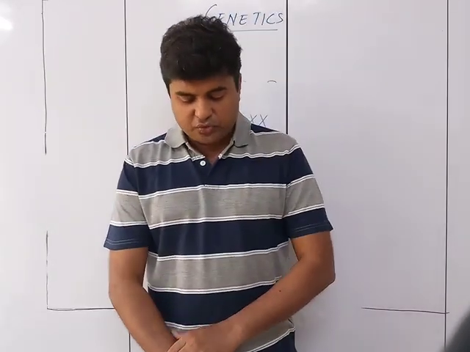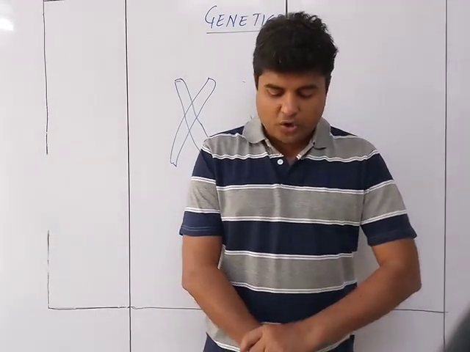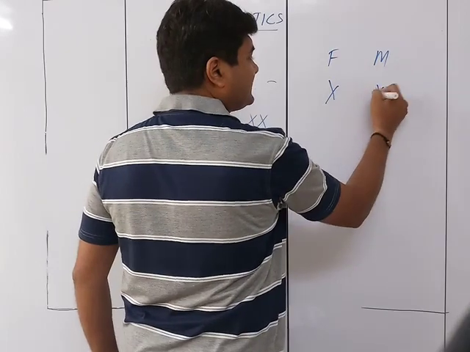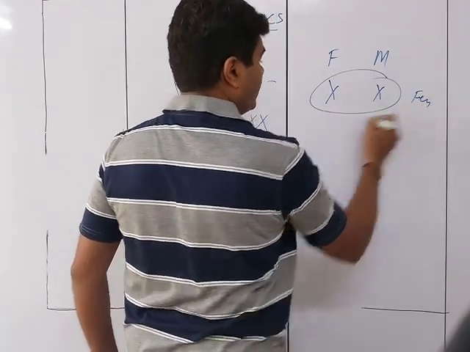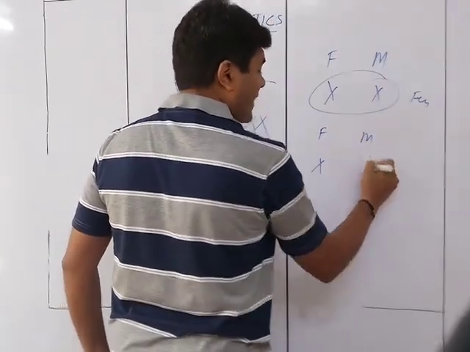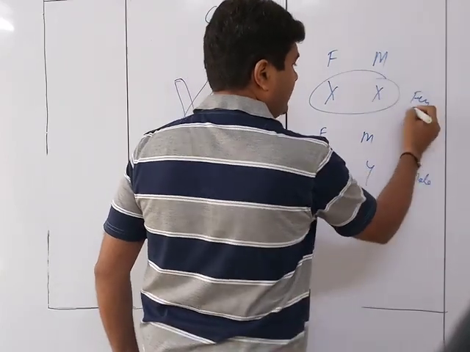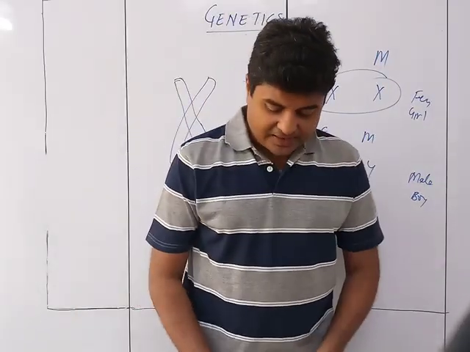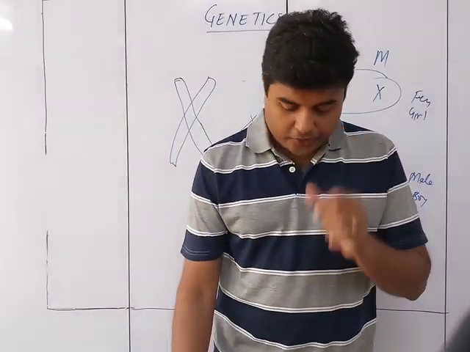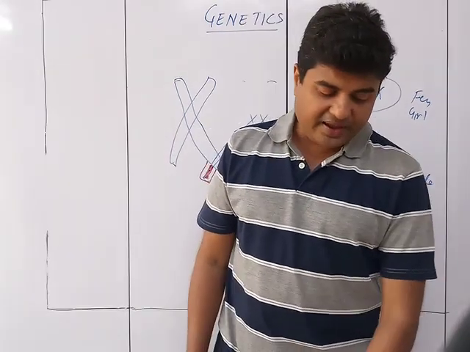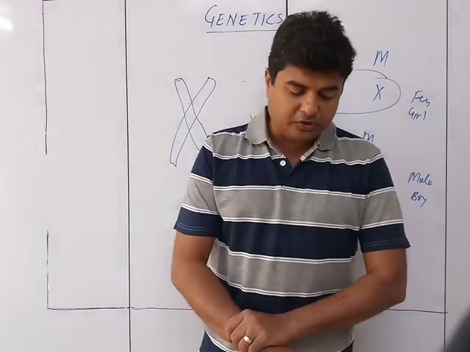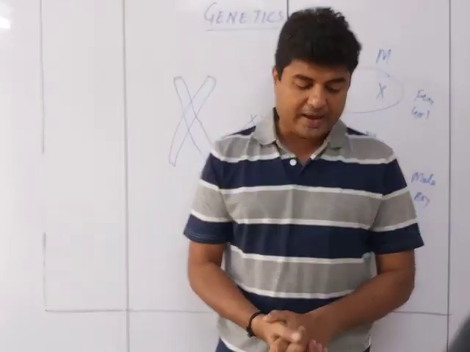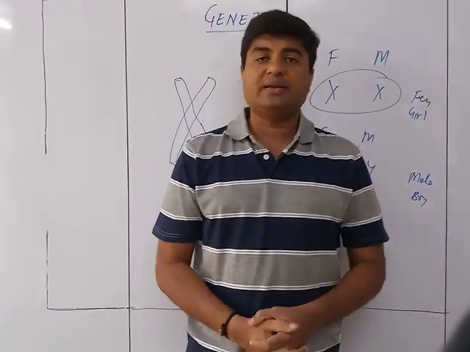So the egg X is fused with X bearing sperm. The resulting combination is XX. From the female we will get X, and from the male, if X came, it will be a female, and if the female has X and from the male Y came, it will be a male. So this will be a girl and this will be a boy. That is, the resulting female type of child is produced when X and X are there, and if egg X is fused with Y bearing sperm, the resulting combination is XY, that is a male constitution, and the child produced is a male child, that is a son.